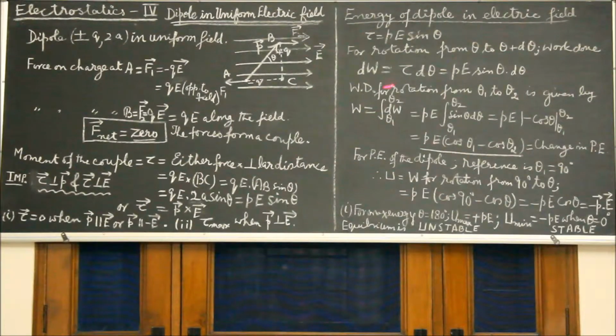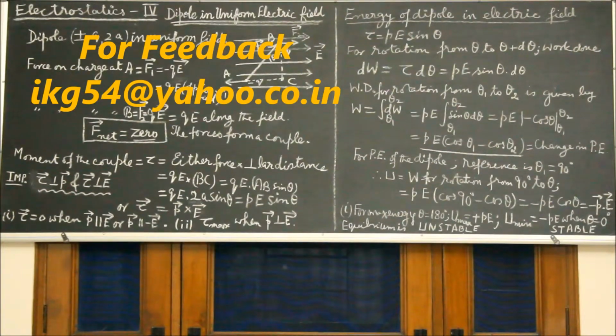If the dipole is in a non-uniform electric field, that is, the field intensity at this point and this point are different, then one of the two forces will be larger in magnitude and the net force on the dipole will be non-zero. In such a case, the dipole will experience a net non-zero force as well as a torque, resulting in both linear motion as well as rotational motion.